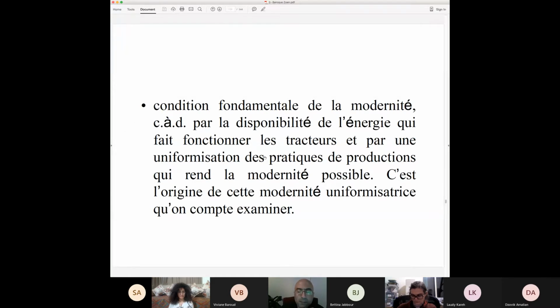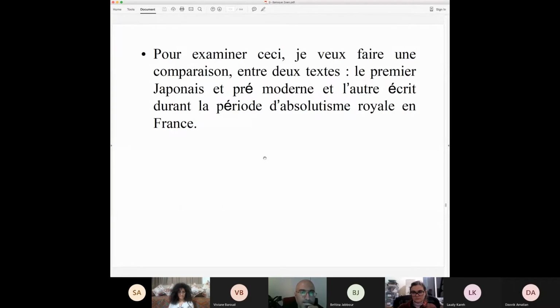And in order to try to understand it, we're going to compare it to a civilization that was fundamentally different from it. And in order to do this, we're going to try to compare two texts. And both texts are about how to basically make a garden. Landscape design.